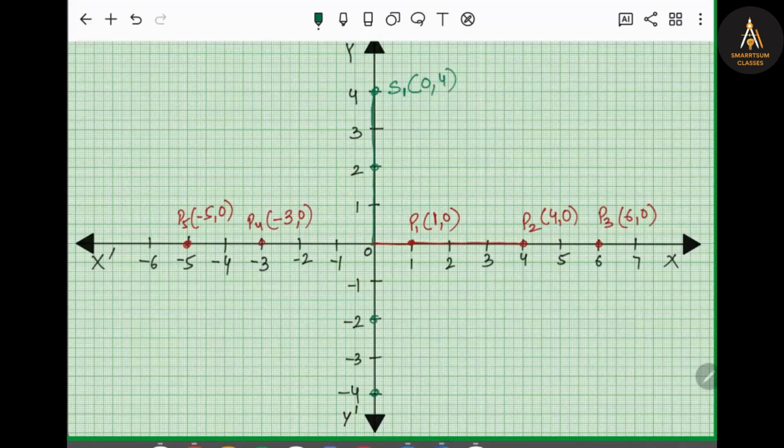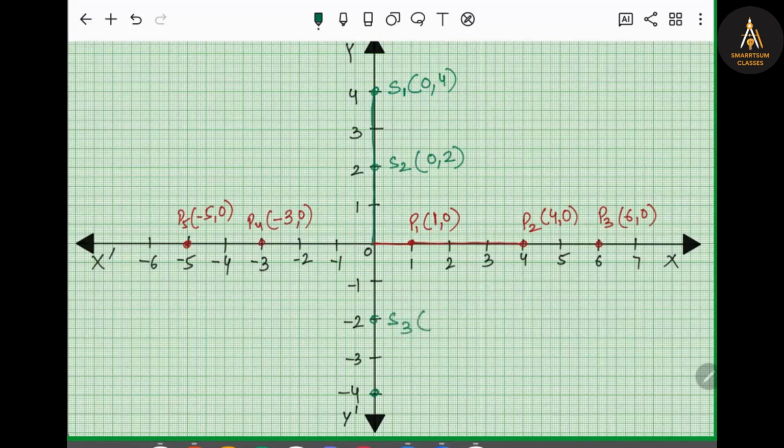Getting it? Do you have any doubt? What does 1 mean? S1 is just the name, okay? Now, suppose there is another point S2. What will be the coordinate for this? What is the coordinate for the point S2? 0, 2. Okay.